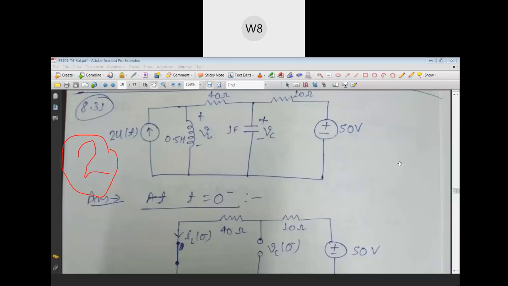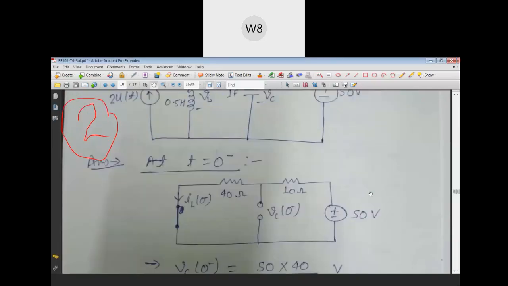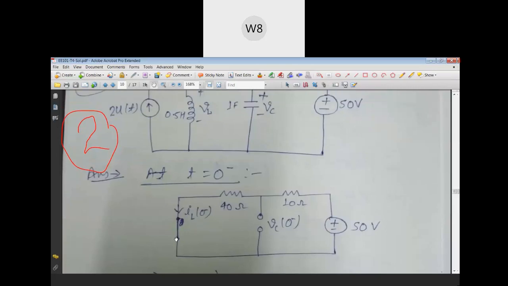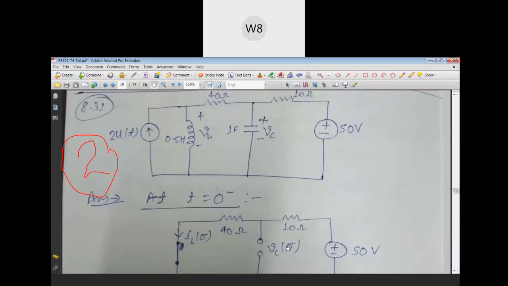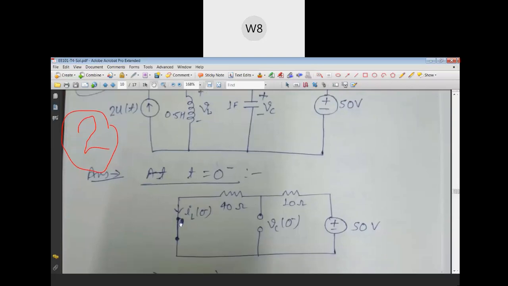And of course, we will have to take the help of a few KCL and KVL also to set up the equation. Okay, so before t is equal to 0, that means at 0 minus, the circuit will look like this. That means current source is short circuited, there is no current here. And then we have this 50 ohm, 50 volt on the right hand side, and then this 40 and 10 ohm resistor, and then inductor. So inductor will be acting like a short circuit because there will be constant current flowing through it. Capacitor would have charged fully and it would act like open circuit.